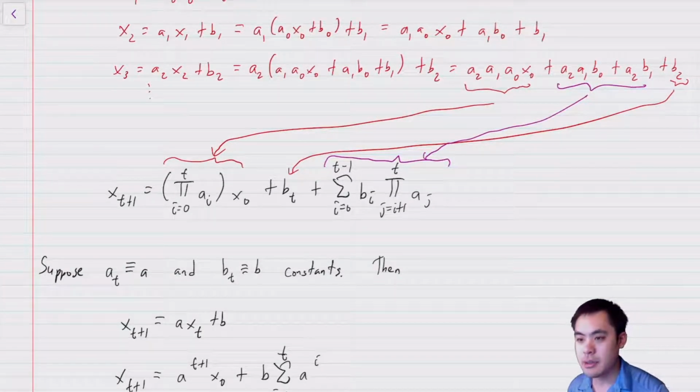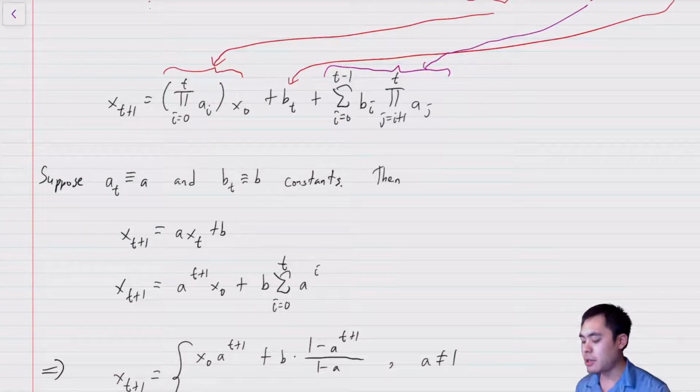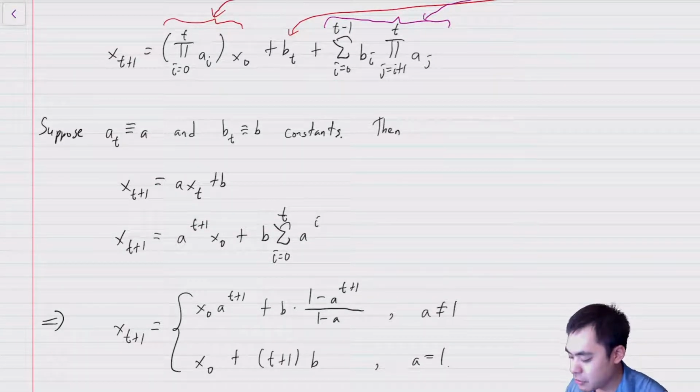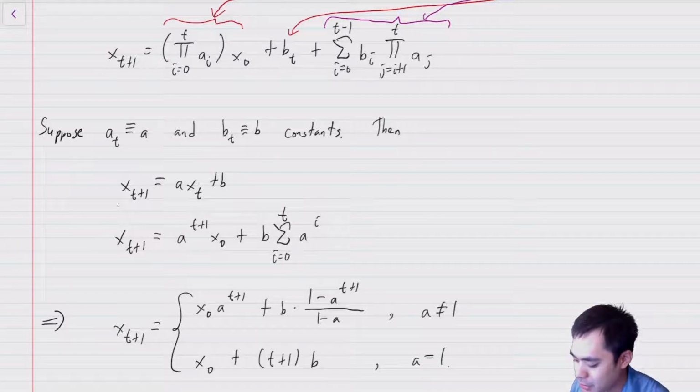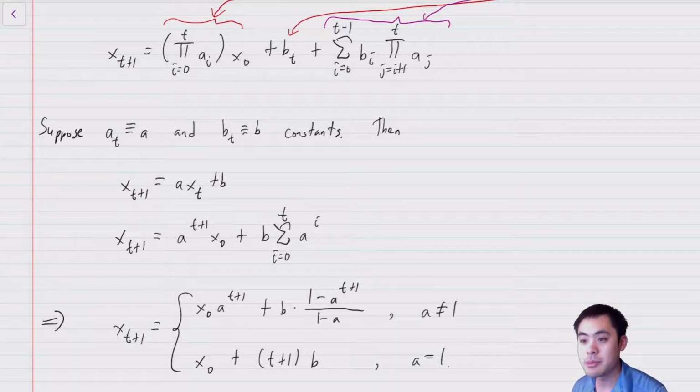Okay, and as I said in the last video, this is a little bit ugly, but when a and b are constants, this is actually really simple, and it's just a geometric series. So if we set those to be constants, we have that x sub t plus 1 is equal to a x sub t plus b. And plugging that into the formula we have above, we find that x sub t plus 1 is equal to a to the t plus 1 times x naught plus b times the summation from i equals 0 to t of a to the i.